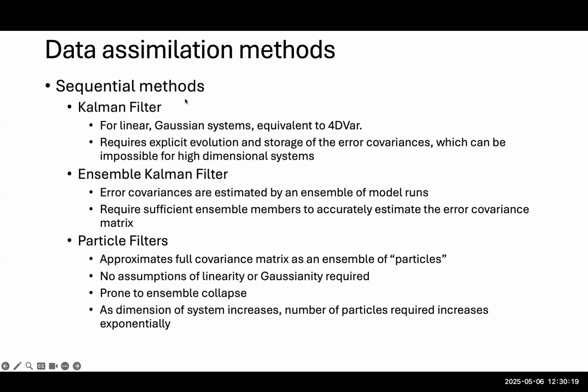The primary one is the Kalman filter. When everything's linear Gaussian, brilliant, it's equivalent to 4D-VAR. But it requires that we explicitly evolve and store error covariance matrices, which means we have to store the dimension squared numbers. That makes it impossible for high-dimensional systems.